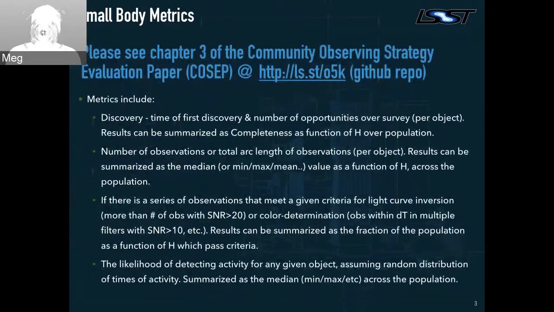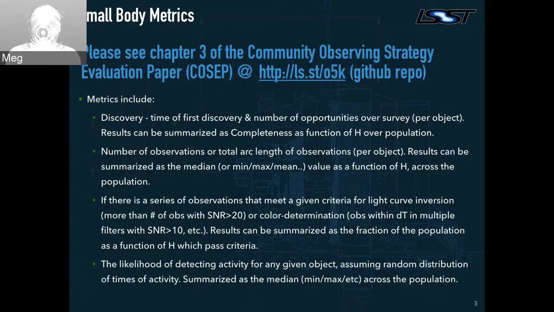So I just wanted to run through a very high-level description of the metrics we have already, so you have this in your mind. Please see Chapter 3 of the Community Observing Strategy Evaluation paper, the COSEP. This is what was formerly known as the Observing Strategy White Paper, but because we're calling for a bunch of white papers on the observing strategy, and to avoid confusion, it is now known as the COSEP. This is the big GitHub community input paper that is available already.